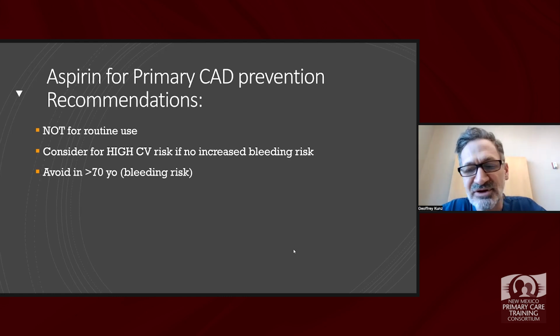Ages 70 and above, there's a pretty clear signal for higher bleeding risk. And for primary prevention purposes, it's recommended to not start aspirin in 70 or older patients, even if they are at high cardiovascular risk.